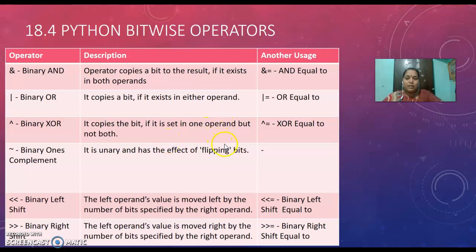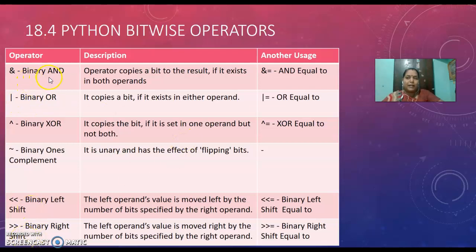Next we are going to see bitwise operators available in Python. So Python supports binary AND, binary OR, binary XOR, binary ones complement, left shift and binary right shift operators.